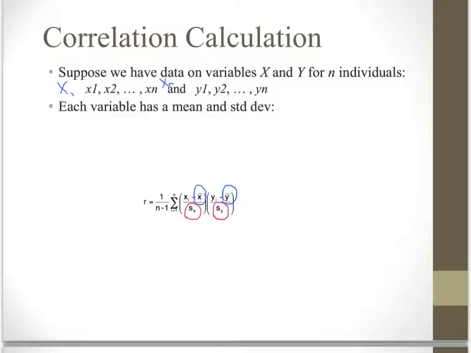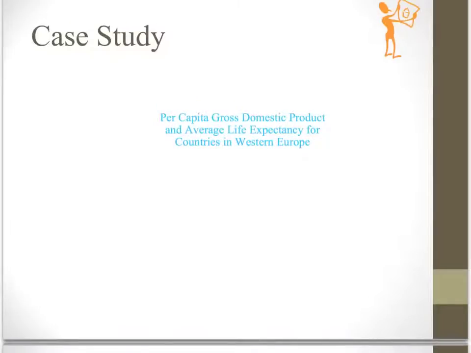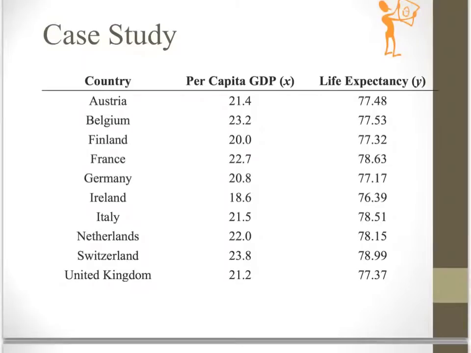So let's look at an example. We're going to look at per capita gross domestic product and average life expectancy for countries in Western Europe. For each country, and there are 10 countries here, we're given a per capita GDP, which is the X value, and a life expectancy of people there, which is the Y value. And we're going to see how strong of a linear relationship we have by calculating the correlation.